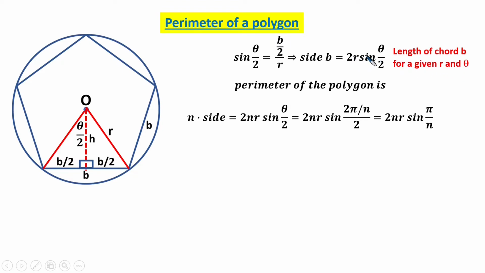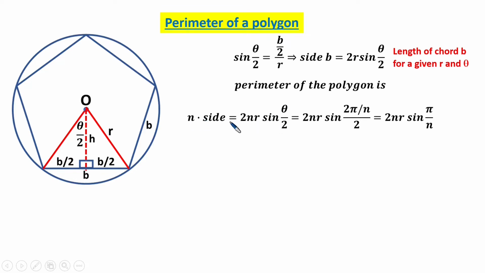So for a given r and theta, you can know what is the length of b. Now as I said, the perimeter of the polygon is n times b. That is here 5 times b, n is 5 here. So n times side. That is the side we have found out. The side b is 2r sine theta by 2.